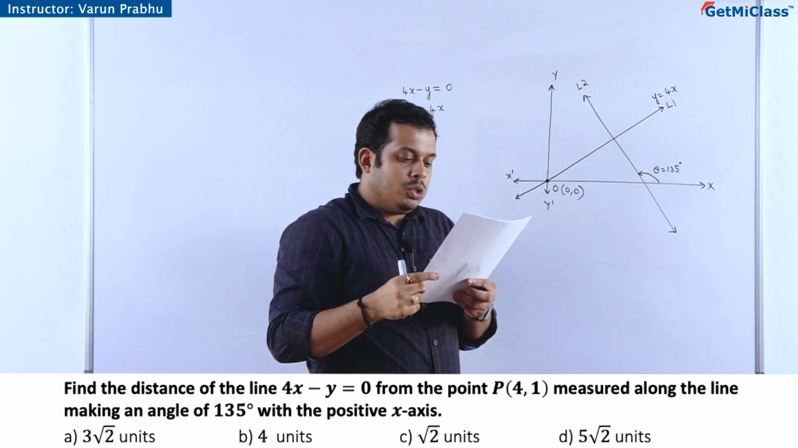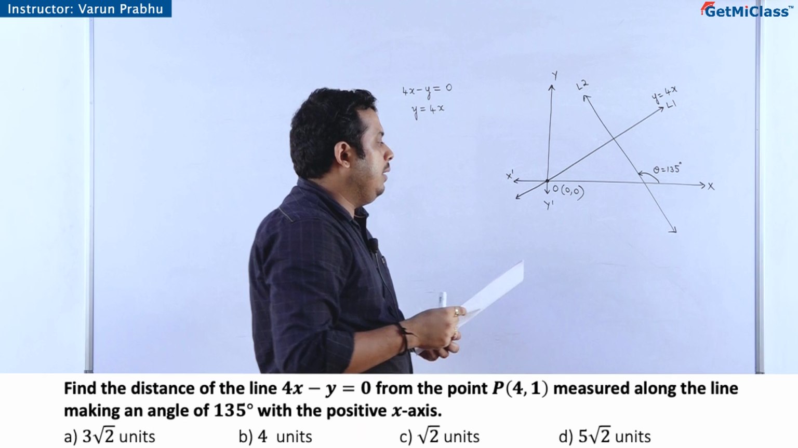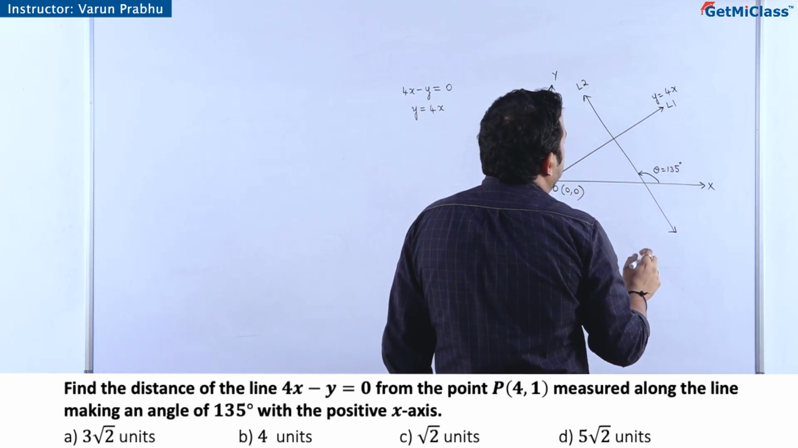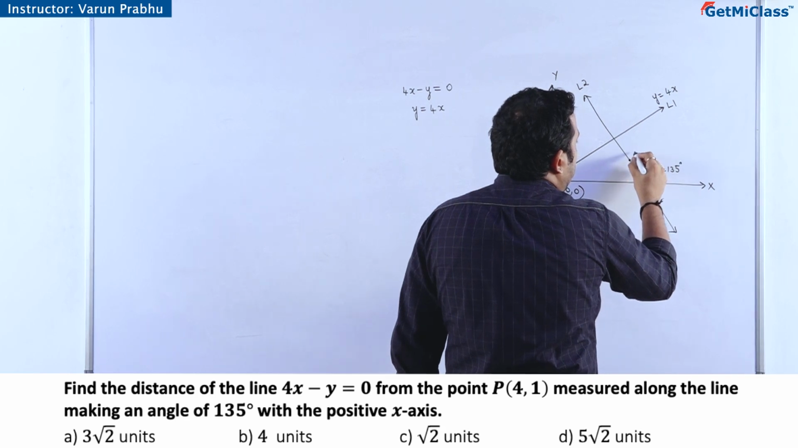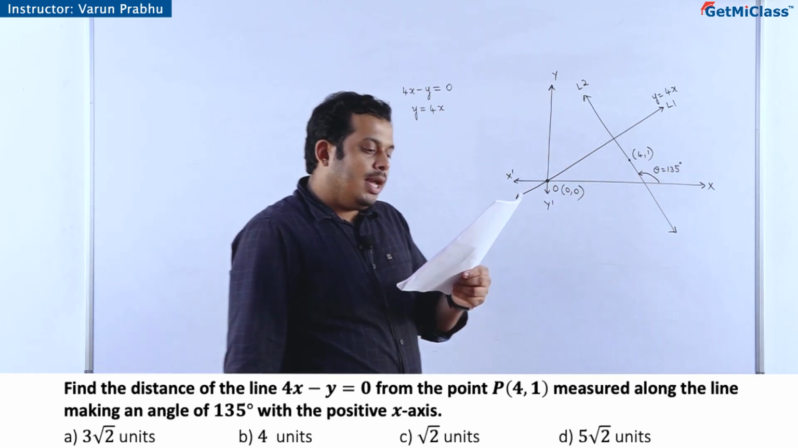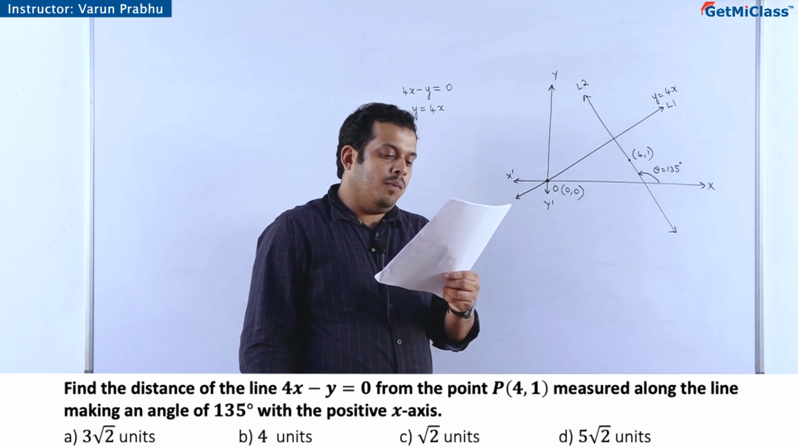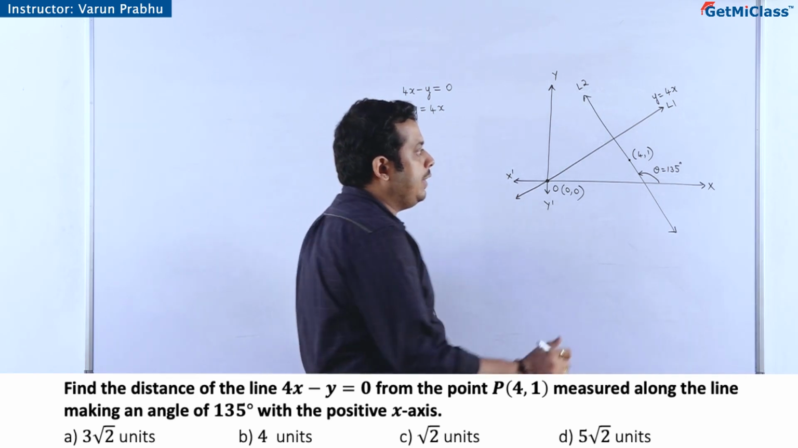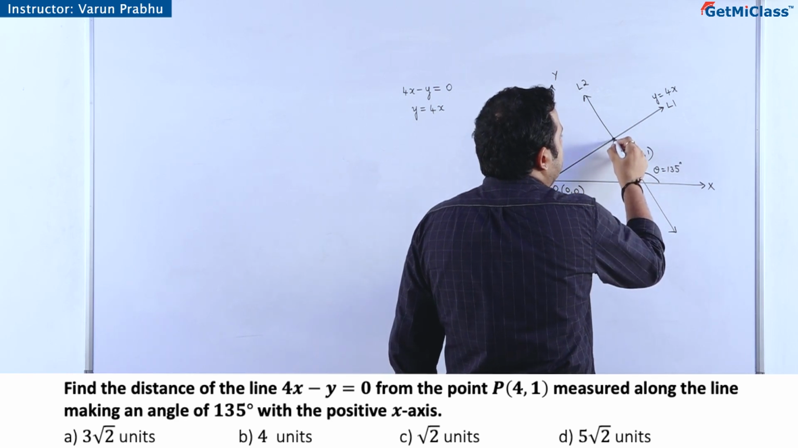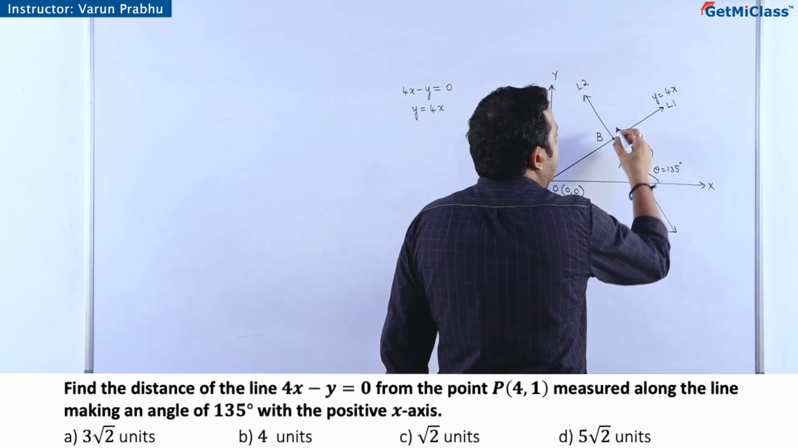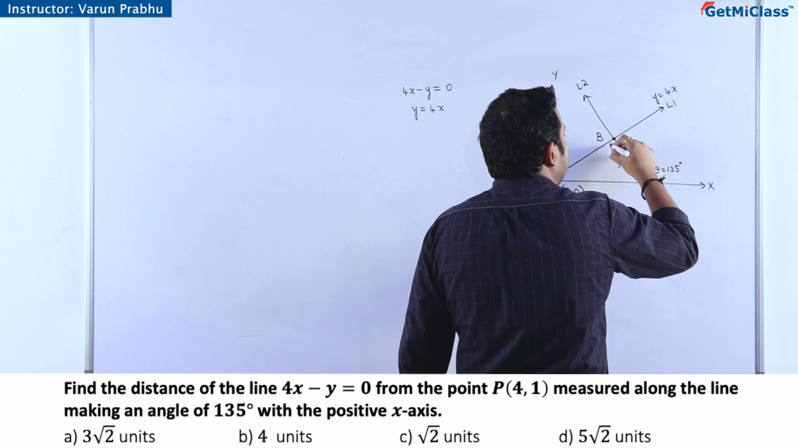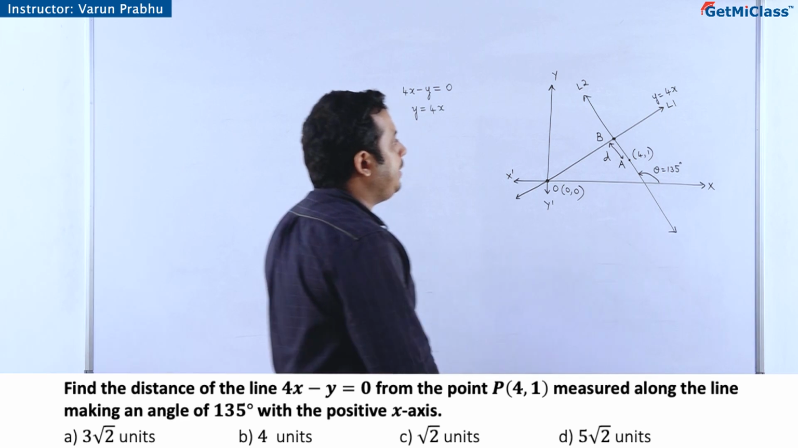So from the point (4, 1), which is a point somewhere here, measured along the line making an angle of 135 degrees with the positive x-axis, if I call this point A, my first job is to find this point B. If I find this point, then I have to calculate the distance. So this is the distance that is expected to be calculated.